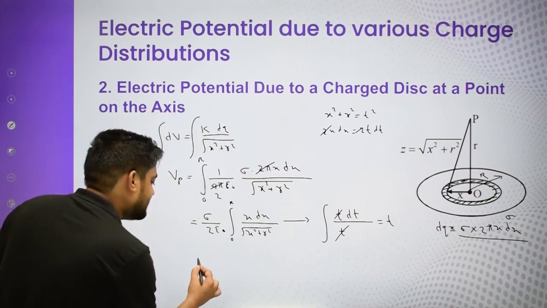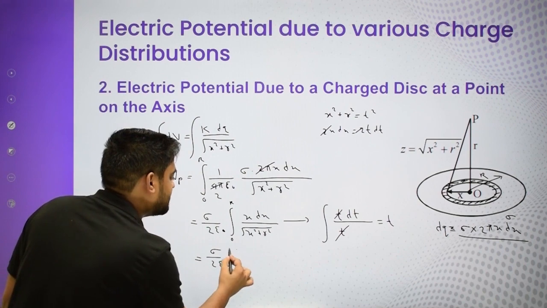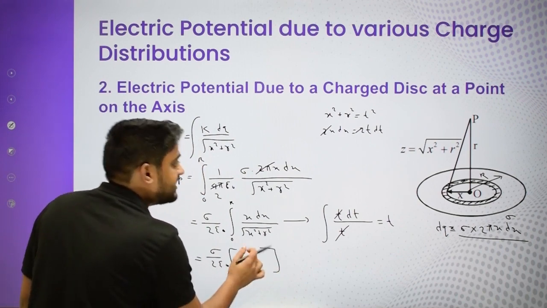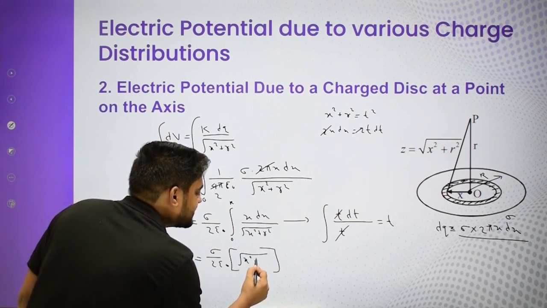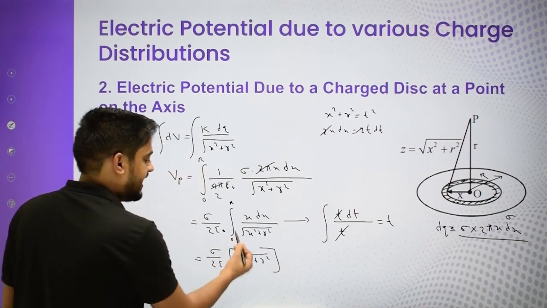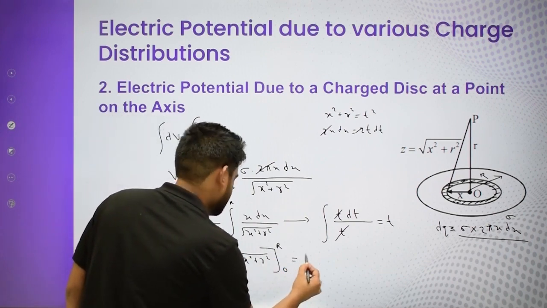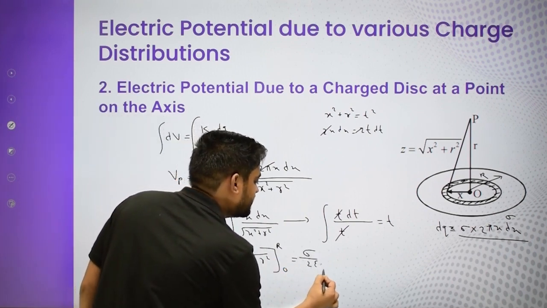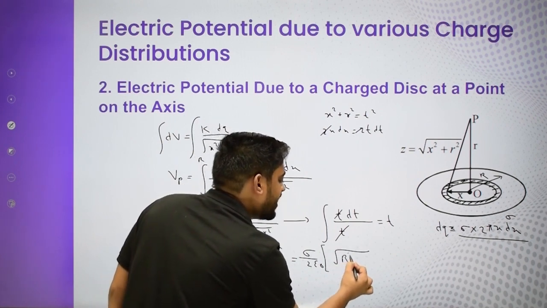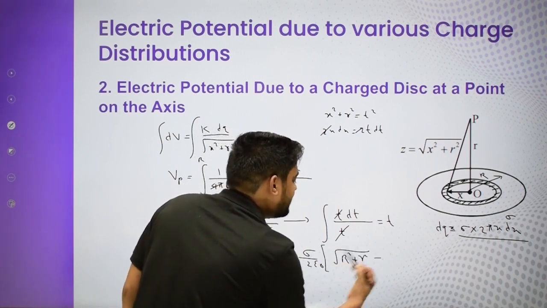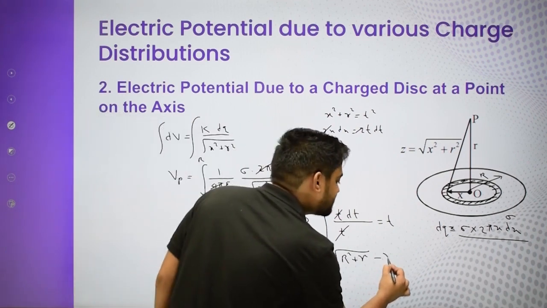So I am just saying that it is sigma by 2 epsilon naught, and this entire thing is nothing but t. And what about t? t is the root of x square plus r square. And what is the limit on x? 0 to R. So put R first. I'll get sigma by 2 epsilon naught, root over R square plus small r square, minus, put 0 instead of x, you will get root over small r square, which is simply small r.